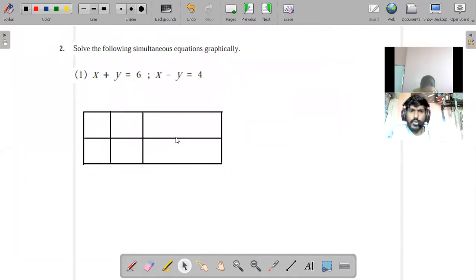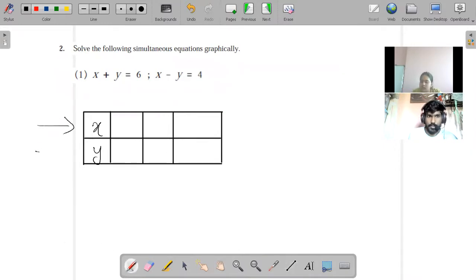Do you want me to show you the table or you will be able to do it on your own? I didn't understand. I'll try it now. Okay. So first you have to take x as 0, then find the value of y. That has to be done. How many rows will be there? Two rows. Columns take 3.